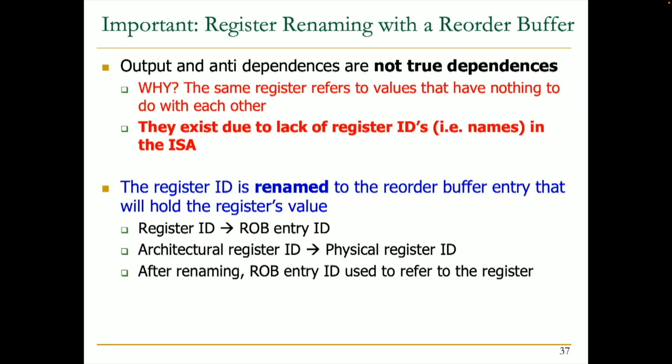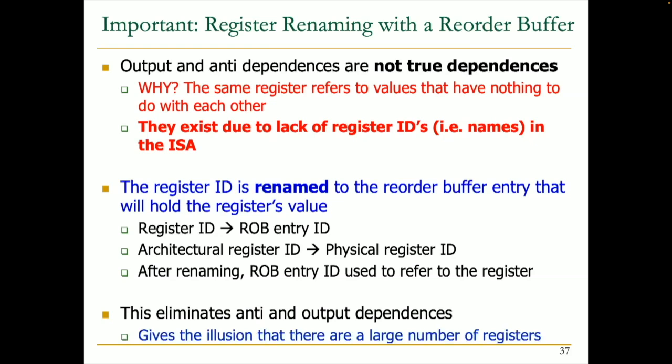Tomorrow, we're going to introduce the term reservation station, so you'll also see that. So this eliminates anti and output dependencies. The only thing that you really need to deal with now is flow dependencies, which are the true dependencies, right? And we actually know how to deal with them, by linking them through these reorder buffer entries. So this also gives the illusion that there are actually a large number of registers.